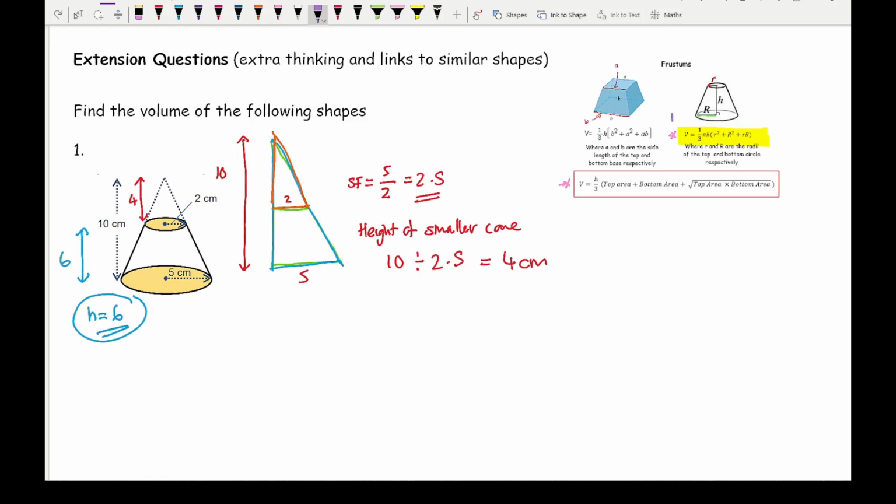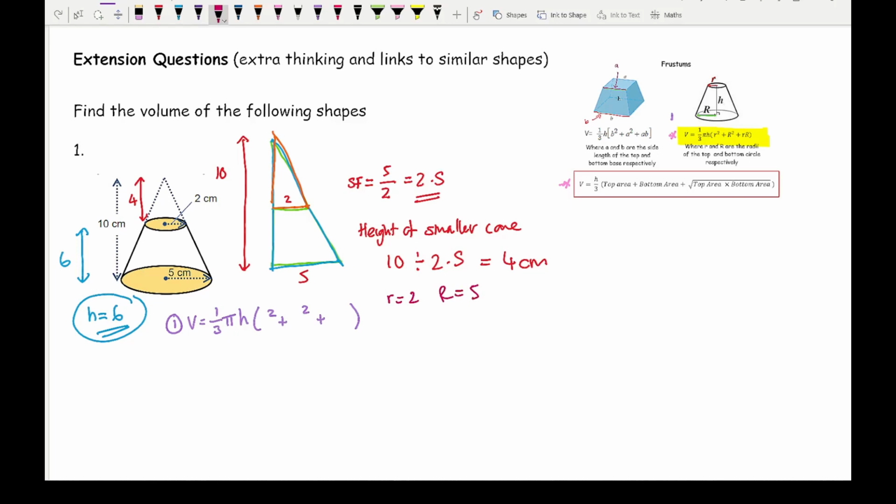Now I'm going to go for number 1 first. So let's just use this formula here. For number 1, we've got V equals 1/3 times pi times h, then we've got R squared plus r squared plus Rr. Now here, if we state the values, I can just replace R and r. So the top radius r is going to be equal to 2, and capital R is going to be equal to 5.